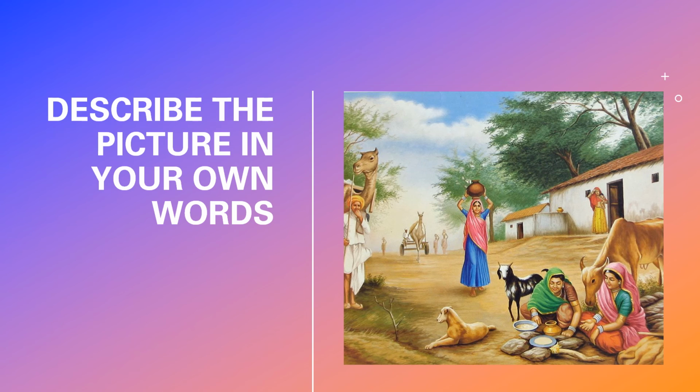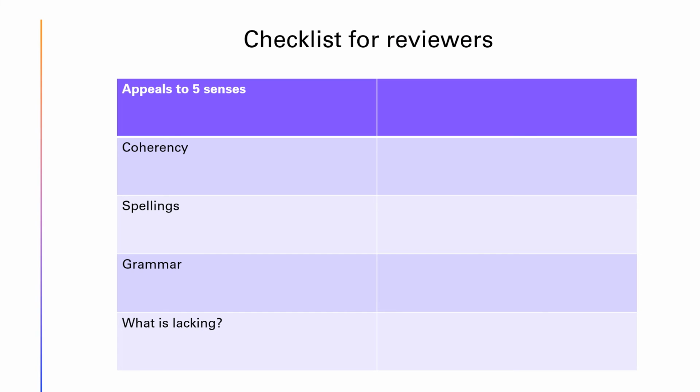Once they have written their pieces, they will exchange their work within their group. The group members will now become reviewers. They will review each other's work by reading the paragraph that their friend has written, and they will also have a checklist with them. Like so, in the checklist, they will write their comments under each section. That is, whether the paragraph appeals to the 5 senses, does it have coherency, how are the spellings, how is the grammar, and what is lacking, how can this paragraph be improved.